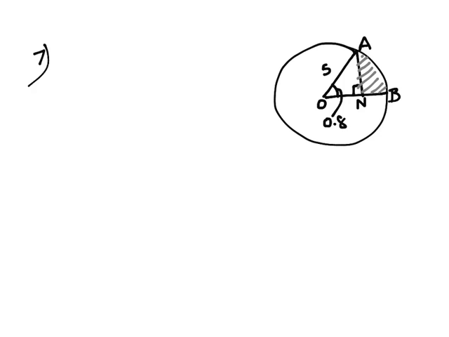So how do we find the area of the shaded region? You can find the area of the sector OAB, and then find the area of this triangle. Let me sketch it. Sorry, triangle, not circle. Find the area of the triangle, and then subtract. You will get the area of the shaded region.